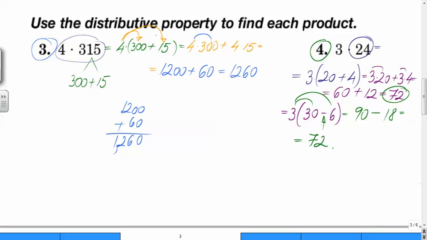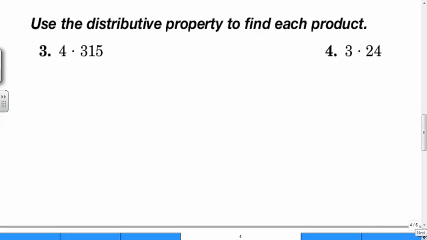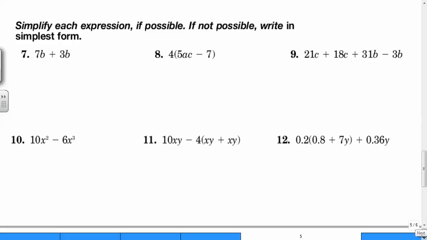Okay, let's try another one. Looks like we got the same problem here. Okay, simplifying expressions. This should be the easiest part for you. You're looking for like terms. If you remember from class, like terms would be terms having the same variable or variables, making sure that your variables will have the same powers, right?